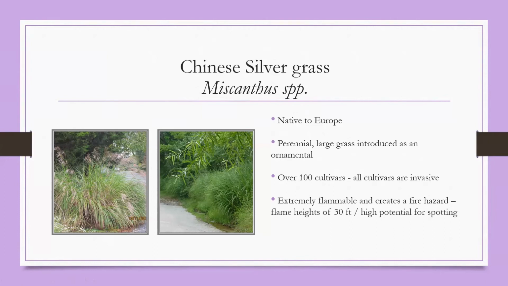But like I said, there's over 100 cultivars. Some of the cultivars are labeled as low spreading or low seeding varieties, but they have all still been found to be invasive and to move. And these grasses are very flammable, and they can create fire hazards, especially in other areas of the country that are more susceptible to wildfires. Because of their height, the flames can go up these plants and actually transport the fire to larger trees nearby or help it hop from area to area.